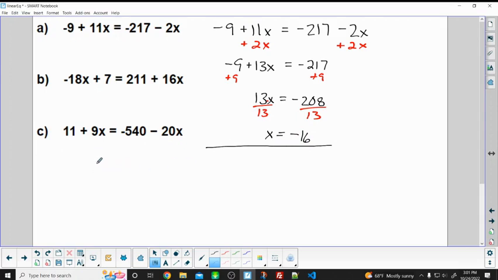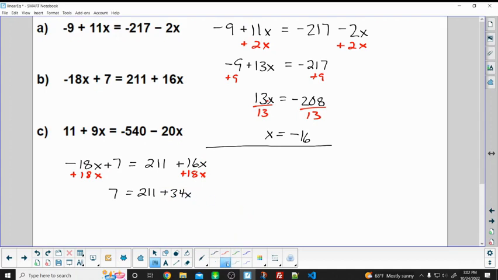I just want to make sure I have enough room. So we have negative 18x plus 7 is equal to 211 plus 16x. So again, I want to combine my x's. And what I'm going to do this time is get rid of this negative 18x by adding 18x to both sides. And let's see what that leaves me with. So this has disappeared over here, and we have 7 left over on that left side. And we have 211 plus 34x. 16x plus 18x is 34x.